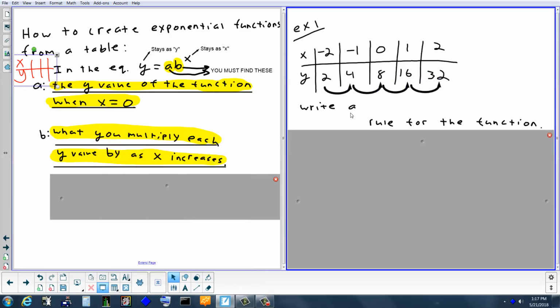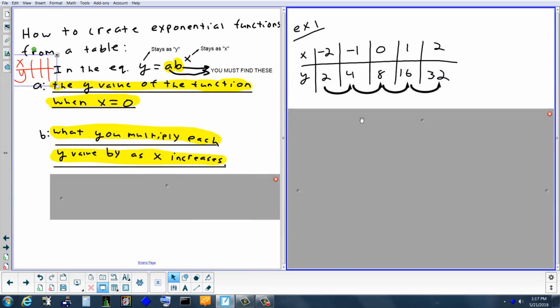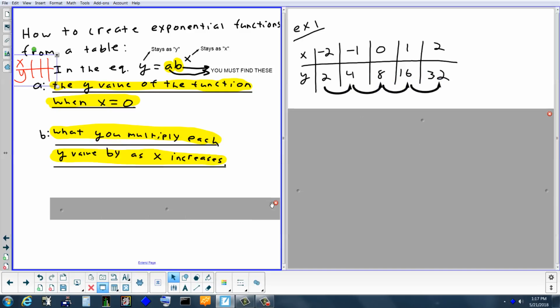Josiah? Can we do it? Because yeah, we're going to do it right now. Yes. How do you write that though? What? Like y equals 2?